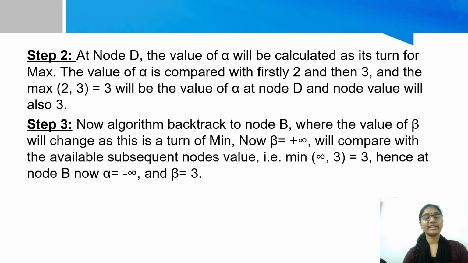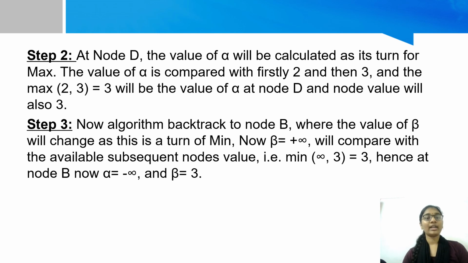In step 2, at node D, the value of alpha will be calculated as it is the turn of max. The value of alpha is compared with first 2 and then 3, and the max of 2, 3 is equal to 3. This will be the value of alpha at node D, and the node value will also be 3.